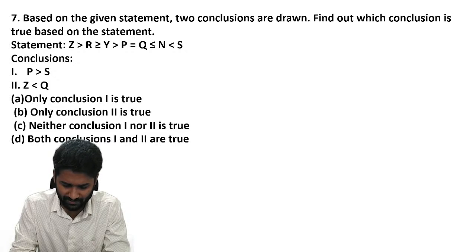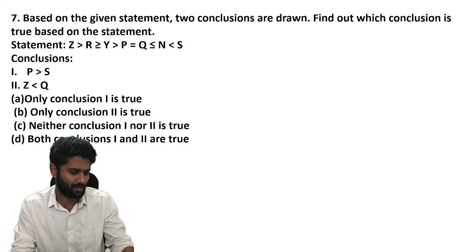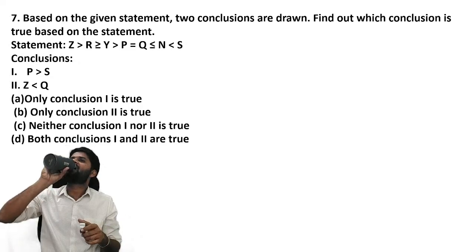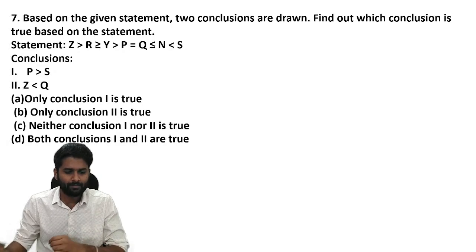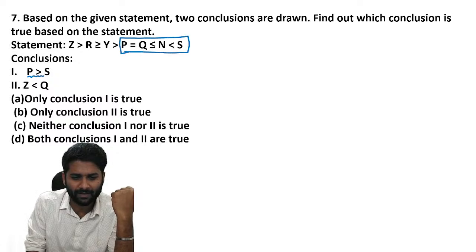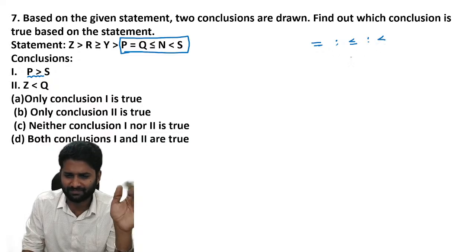Next, try to answer this question. Now just find the relation where P is greater than S or not. See, so this is the relation, guys. From P to C, we observe that we have equal, less than or equal, less than. Out of these 3 symbols, it is not in the same order.